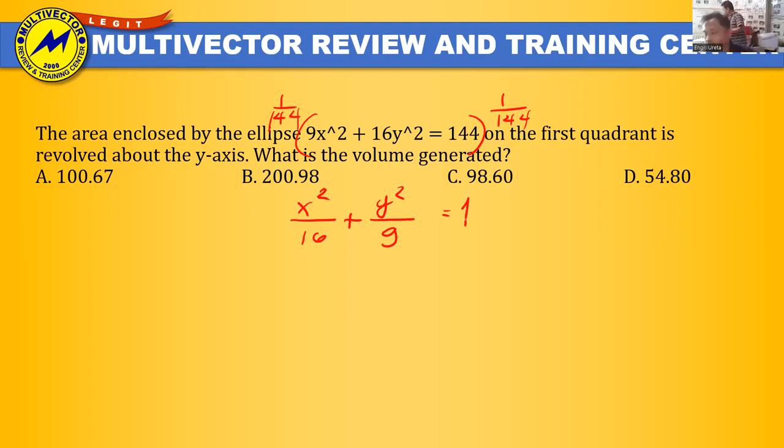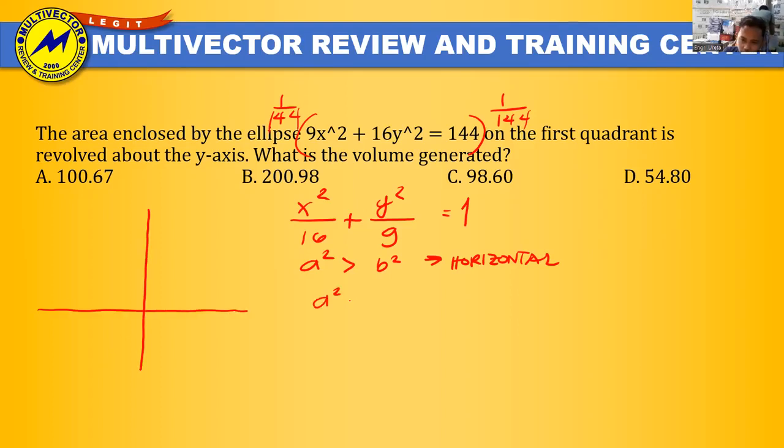Therefore, the major axis of this ellipse is horizontal, because a squared is greater than b squared. Sketching the ellipse, a squared is 16, so a is equal to 4, and b is equal to 3. Now this is the shape of our ellipse.